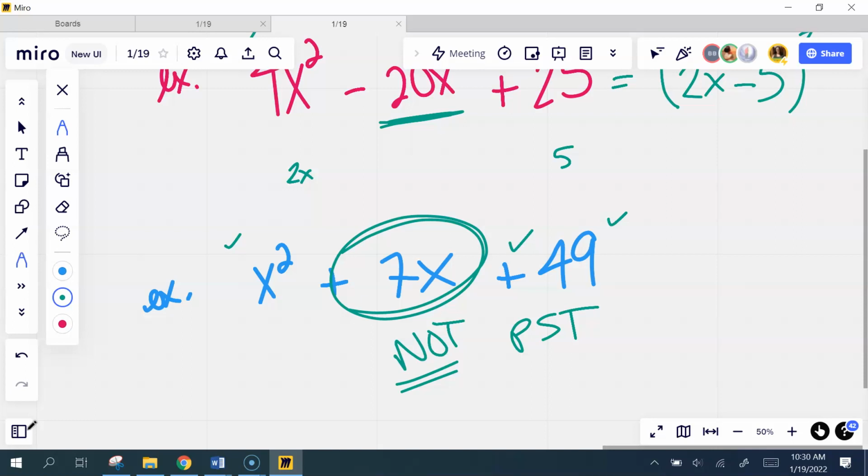So today we're going to be doing more factoring practice, but we're going to add a little something to it.